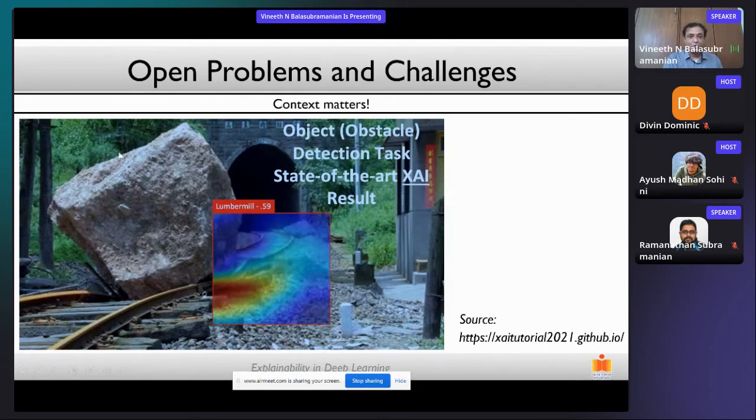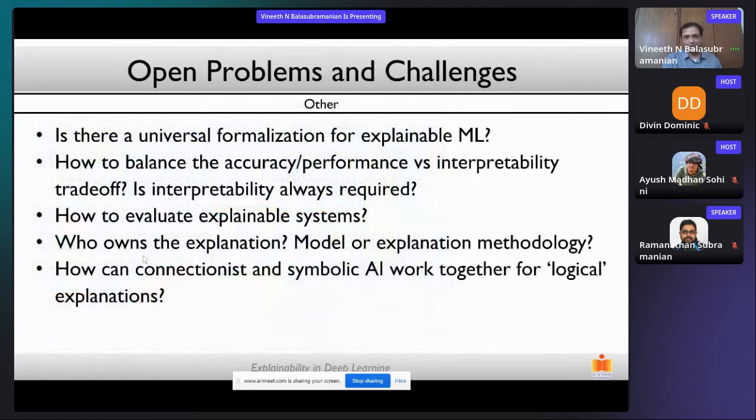While the elephant in the room is actually this large rock here, right? The context really matters in explanation, and how you bring context into explanations is still an open problem at this point in time.